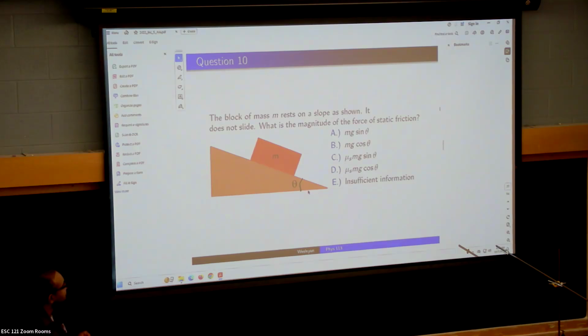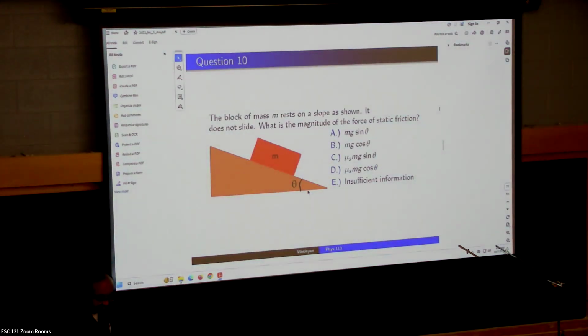Yeah, we'll just discuss this because you did work on it already. So the question: we had a ramp of angle theta and a block of mass m resting on it that does not slide, and the question was, what is the magnitude of static friction? I'll do it on the whiteboard here.